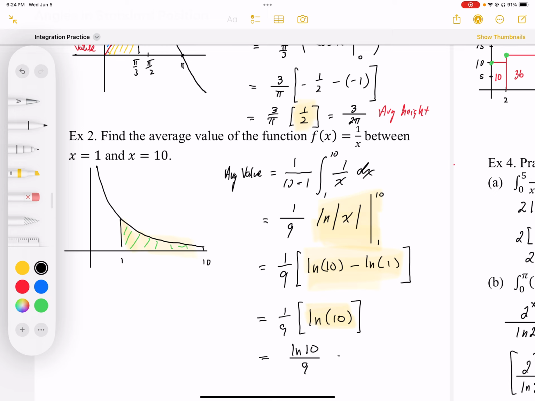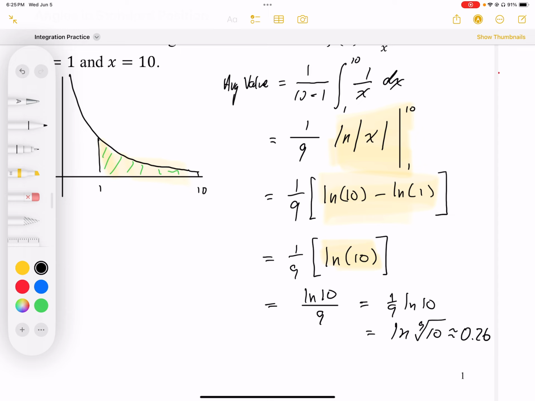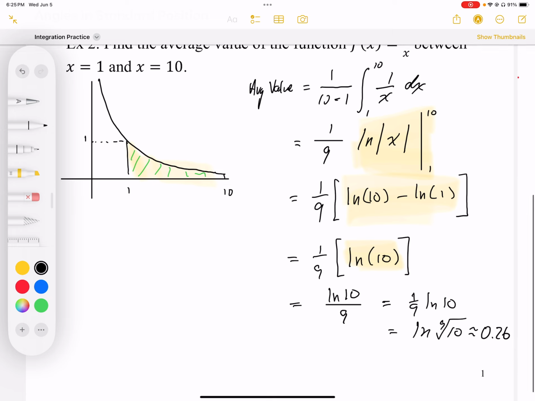So this is the same as 1 over 9 log 10, which works out to be log of the ninth root of 10, and that's approximately equal to 0.26. Approximately equal to 0.26. So that is the average height of that function. It kind of makes sense because that would be at 1 and 0.26. Yeah, that could represent the average height of that function.